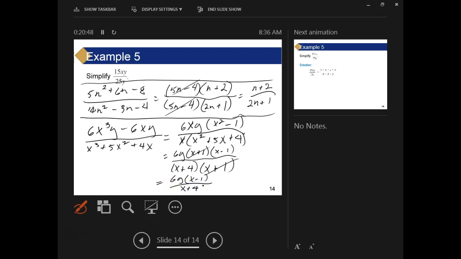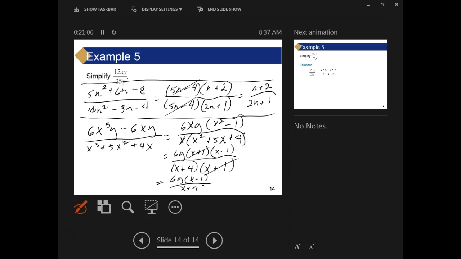Is there anything else we can do to simplify that? No. Don't even try it. Okay? Always try, but don't force it. 6y times x minus 1 over x plus 4.